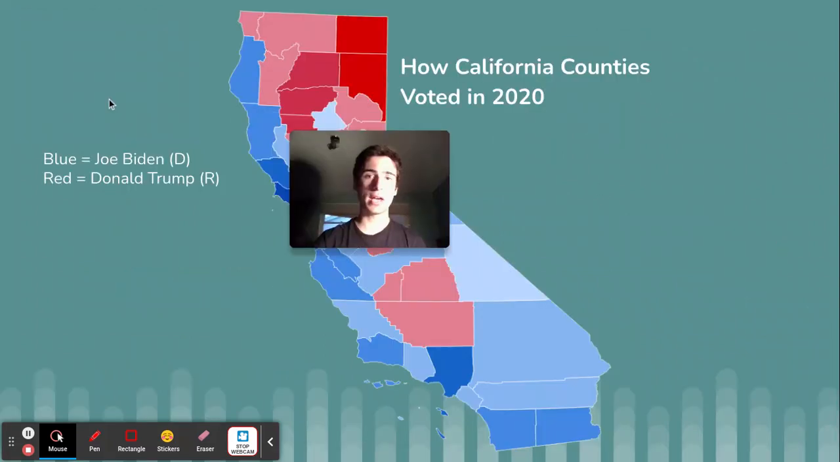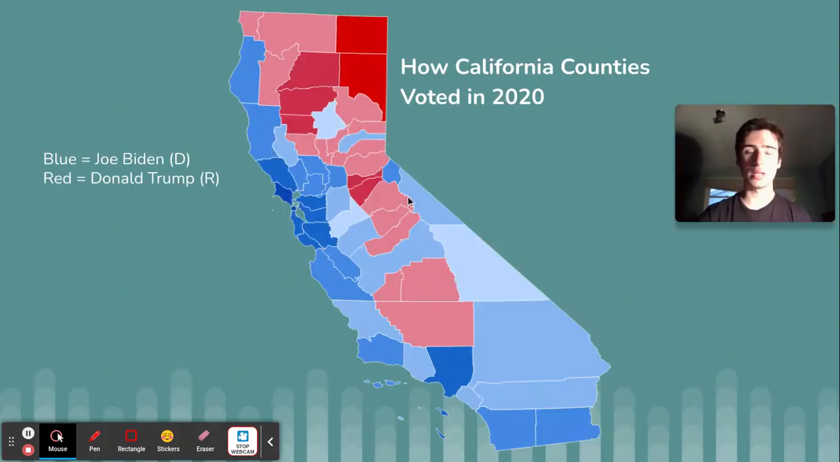So we see how California counties voted in 2020. The counties in blue are representative of counties that have a plurality of voters who voted for Joe Biden, the Democratic candidate, and counties in red show that there was at least a plurality of voters who voted for Donald Trump, the Republican nominee.